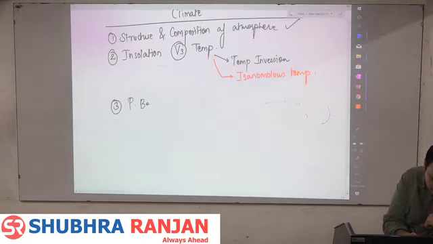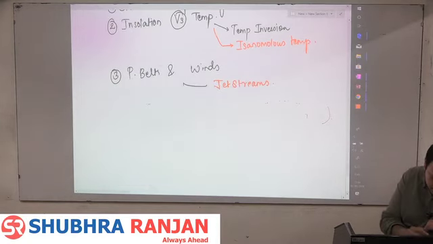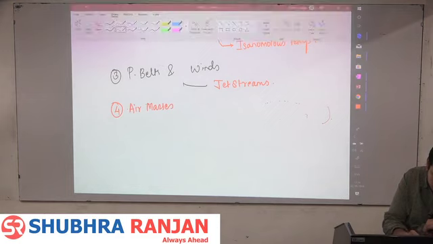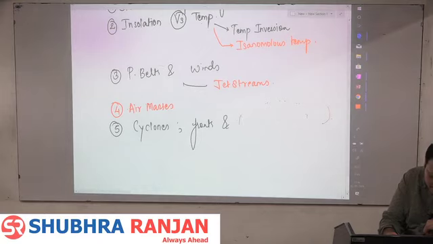Then I guess there is no problem in pressure belts and winds. I will obviously explain trade winds, westerlies, local winds, and we will do them in detail. Here our focus will be on jet streams, their origin, and the index cycle of jet streams. Our focus will also be on air masses. The rest we will do very quickly: cyclones, fronts and anticyclones.